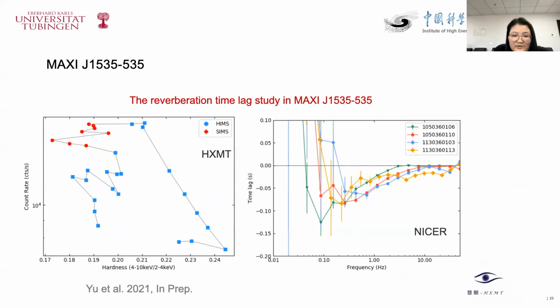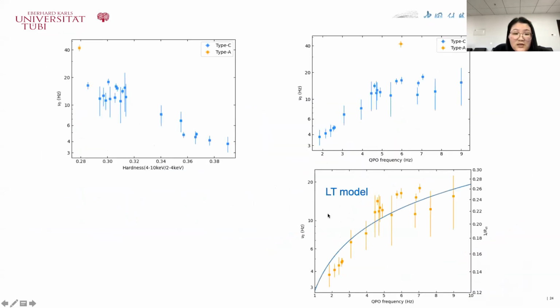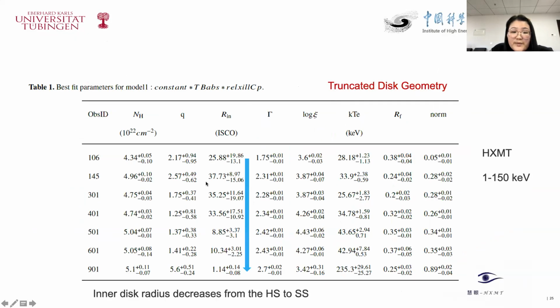The last one will be the reverberation lag study in the MAXI J1535. So we observe the soft lags in a hard intermediate state as here. And when you fit these characteristic frequencies within the lamp-post reflection models, they can be well explained by this model, as you can see the function here. And when you compare the spectrum of these observations, you will see this geometry fixed in the truncated disk inner radius decrease from hard state to soft state.